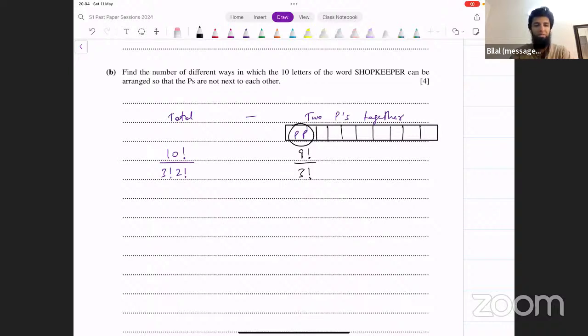Can we arrange P's in any way? They're both identical. We don't have to arrange them. If you wanted to do that, that will just be 2 factorial over 2 factorial. We can just ignore that as well. And that should give us a result.